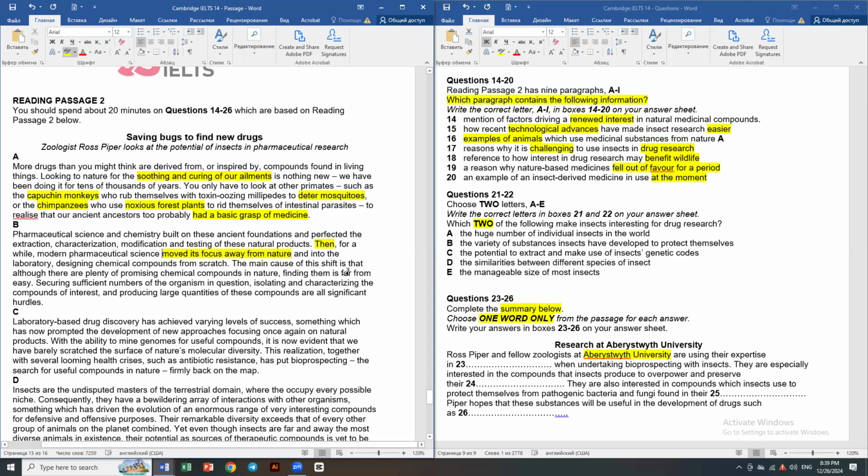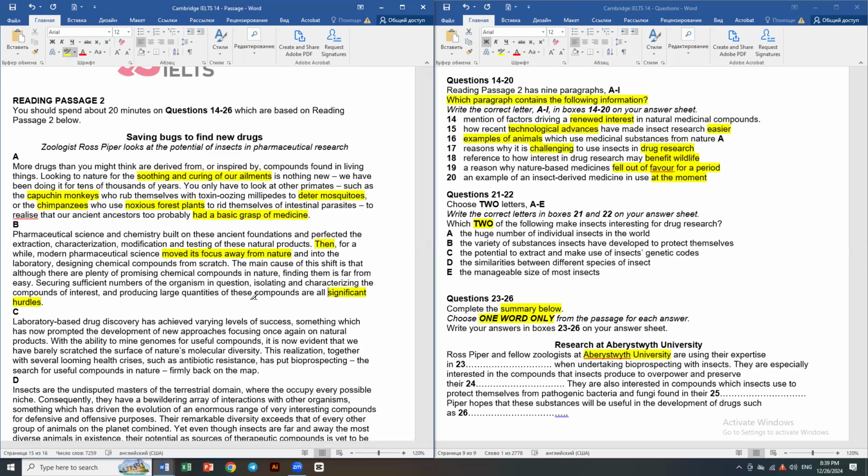The main cause of this shift is that although there are plenty of promising chemical compounds in nature, finding them is far from easy. Securing sufficient numbers of the organism in question, isolating and characterizing the compounds of interest, and producing large quantities of these compounds are all significant hurdles. So paragraph B is talking about the shift of their focus. So they were focusing for a while on medicinal compounds of nature. However, because of the hurdles, because of the difficulties that they were experiencing, they pretty much changed their focus.